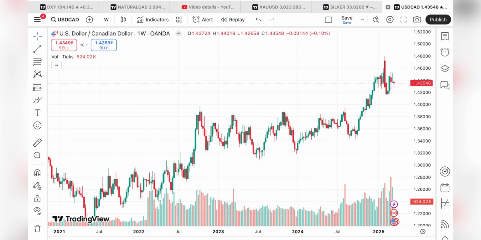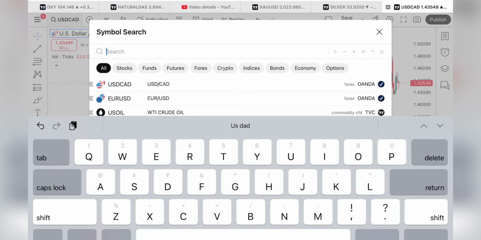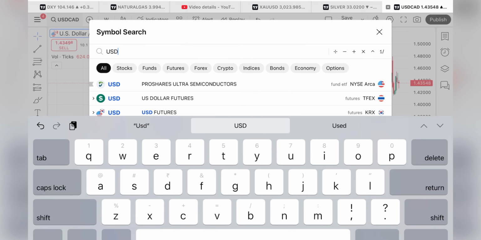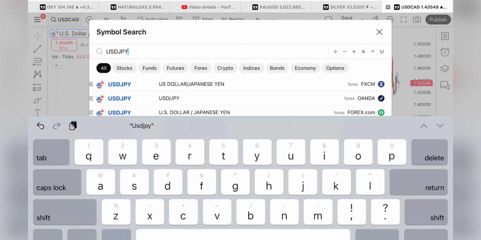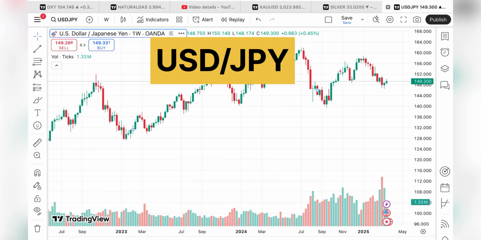This pattern is showing towards an upside, so there are higher chances that it can move above a level of 1.48 if the price sustains above $1.44. Now coming back to USDJPY, you can see that USDJPY is now trading at a level of $149.30.